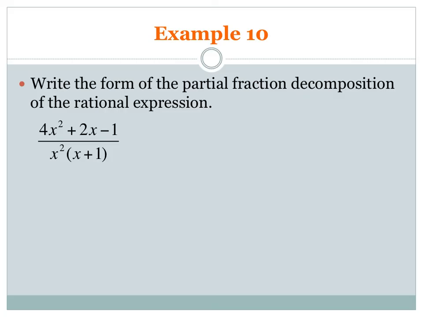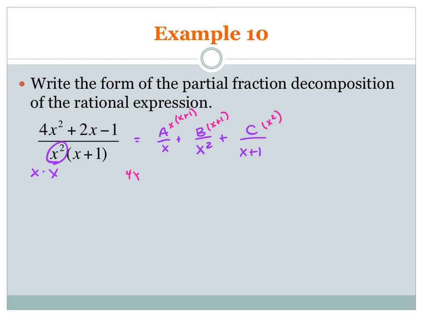Okay, so in this example, we again have a repeated factor. So this would be x times x, which means it repeats. So when we write this out, we have to do A over x plus B over x squared plus C over that last one, which is x plus 1. So the A needs another x and the x plus 1. The B just needs the x plus 1. And the C needs the x squared.